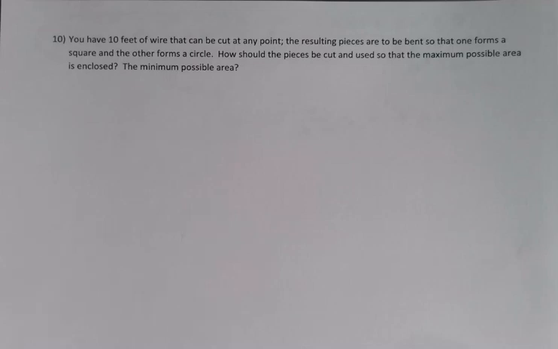This is Unit 3E, and we're on Part 4 of our optimization problem examples. In problem 10, you have 10 feet of wire that can be cut at any point. The resulting pieces are to be bent so that one forms a square and the other forms a circle. How should the pieces be cut and used so that the maximum possible area is enclosed? And what about the minimum possible area?